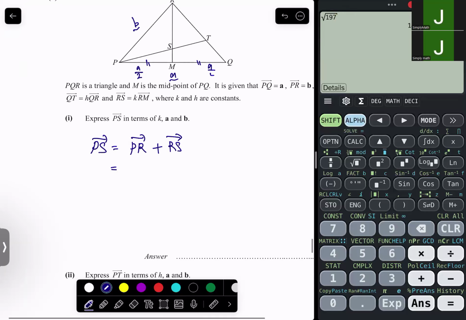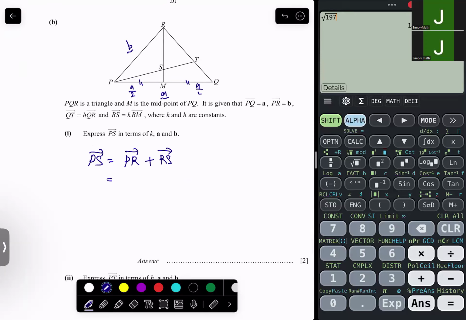Okay, looks like that's the shortest way. So PR is the vector B, plus RS. But what is RS? RS is equal to K of RM. And what is RM? RM is K times of RP plus PM, right? RP is negative B plus A over 2, or half A. That's RM.